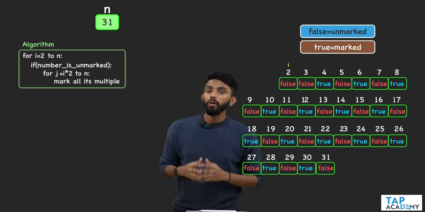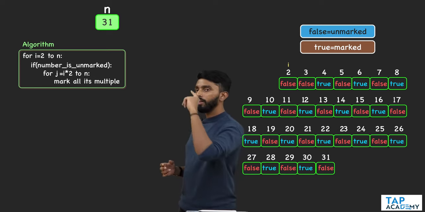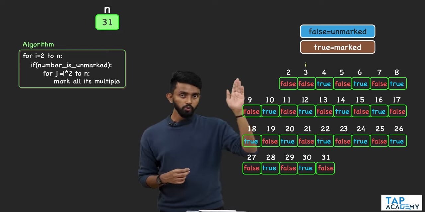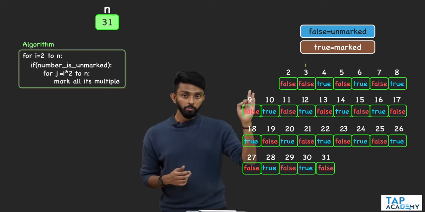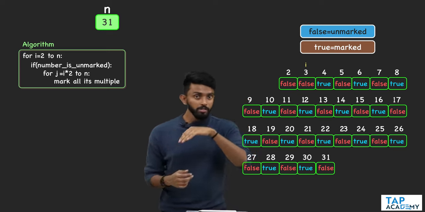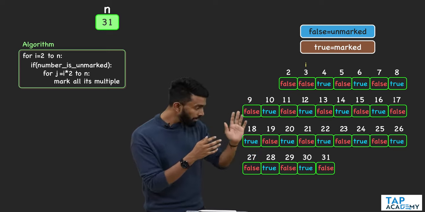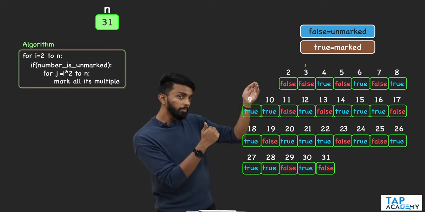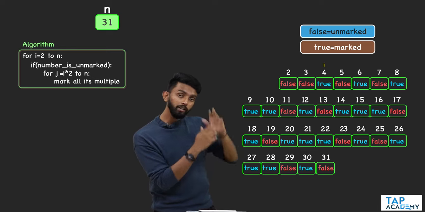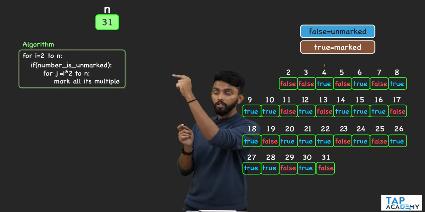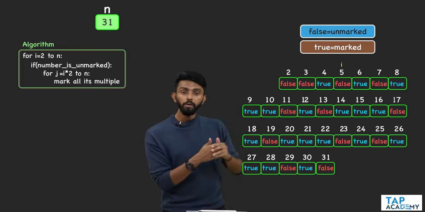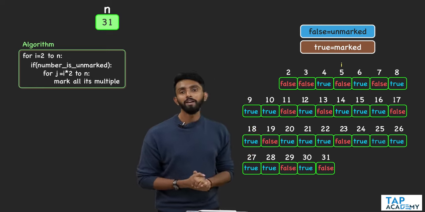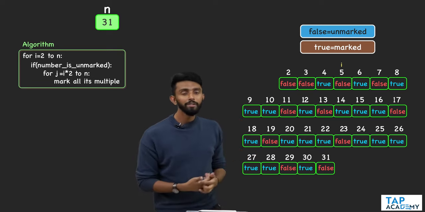What else you may ask? Ultimately, like this, next, I will move forward. Once I moves forward, it is 3. Is 3 marked or unmarked? Unmarked. Since 3 is unmarked, now I'll come inside and the J loop will mark all the multiples of 3 as true. How are we able to think? Then I will again proceed to 4. Is 4 marked? Yes, already marked. So I will not mark its multiples. I will increment. It will become 5. 5 is unmarked. So all its multiples of 5, it will mark it as true. So do you see how this algorithm proceeds?